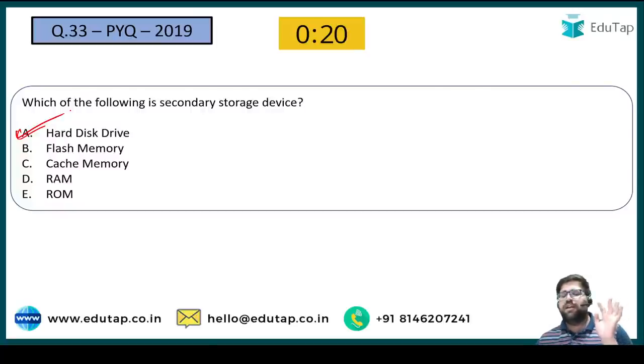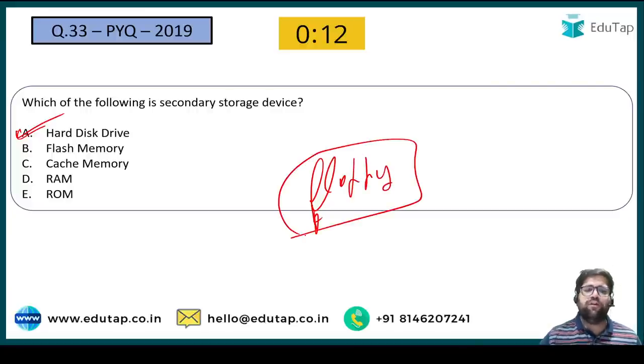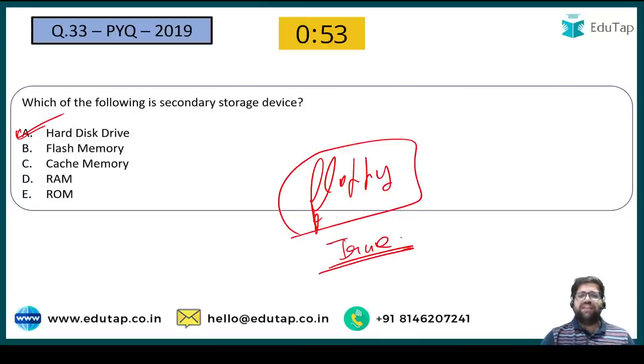Now let me know whether this particular statement is true or false. Floppy is also an example of secondary storage device. True or false? Yes, floppy is also a secondary storage device. Yes, maximum of you are going on the right track. It's yes, floppy is also an external device like hard disk.